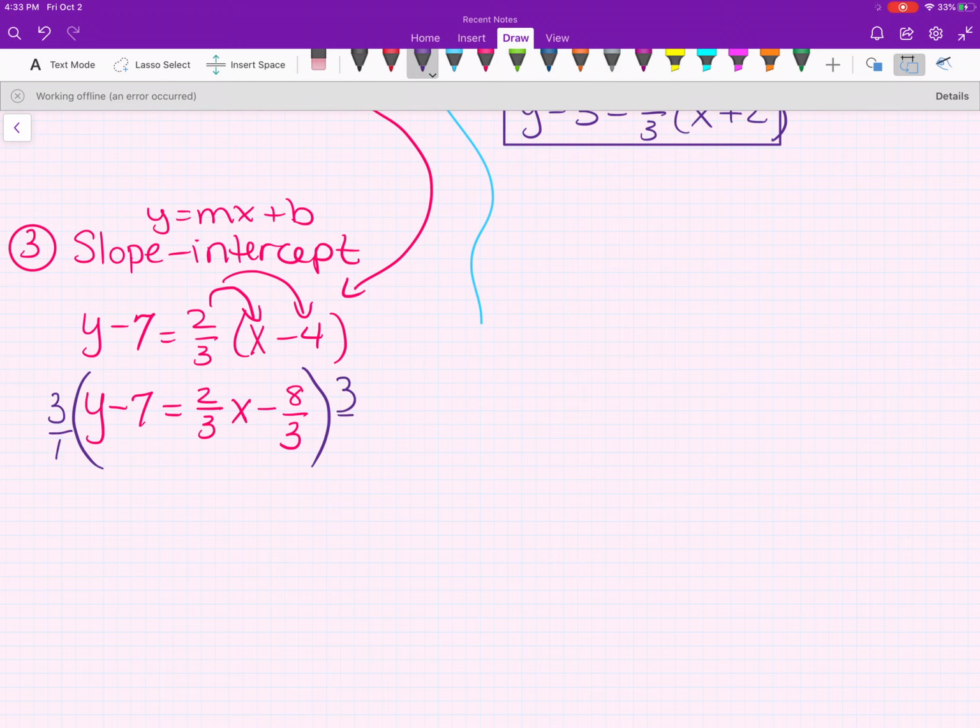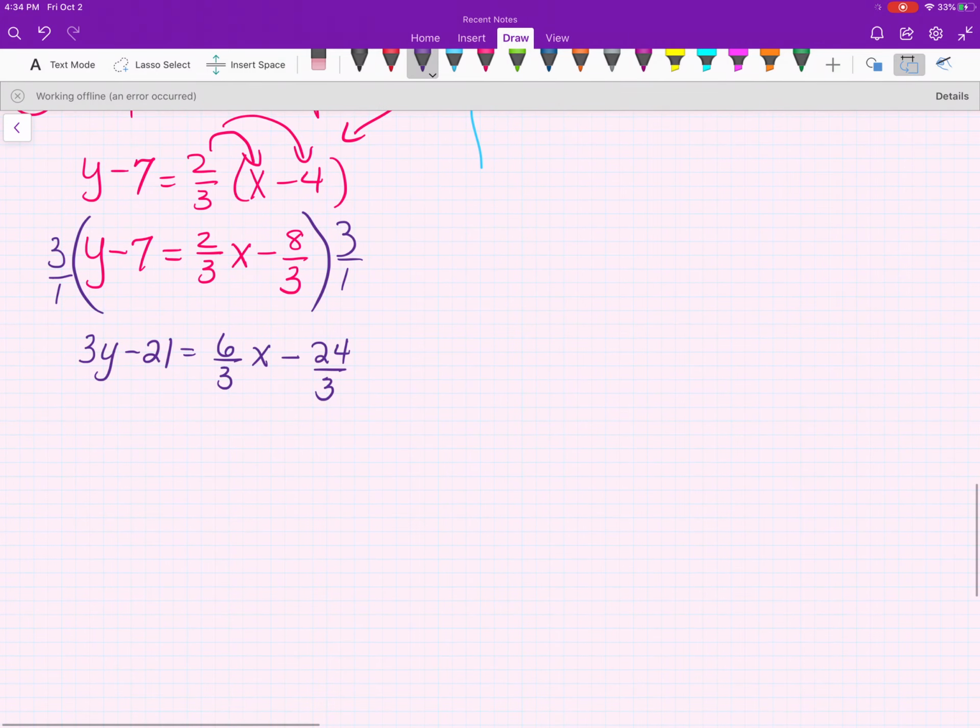And remember, it's 3/1 if you need it to be. So this would be 3y minus 21. That would be 6/3 x minus 24/3. So that simplifies down to 3y minus 21 equals 2x minus 8. Okay? Next step, I want to get y by itself. So I'm going to add 21 to both sides because we're trying to get it to y equals mx plus b.